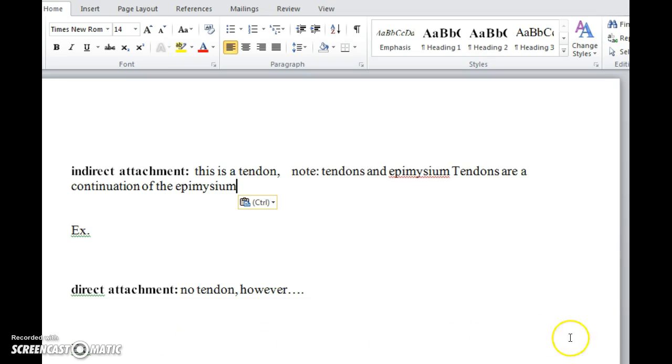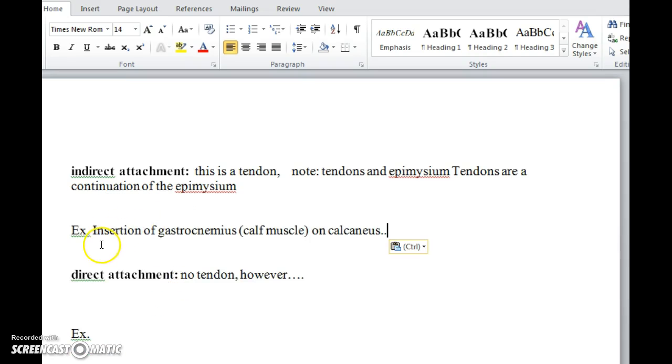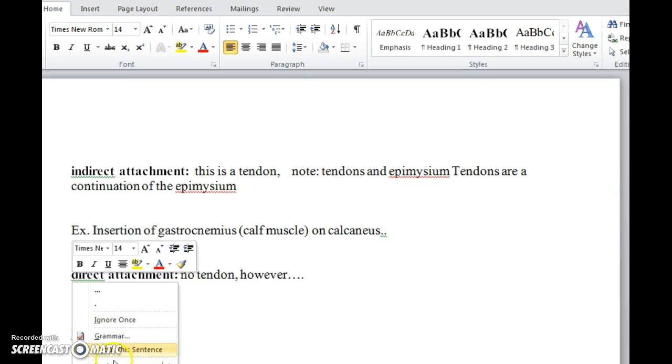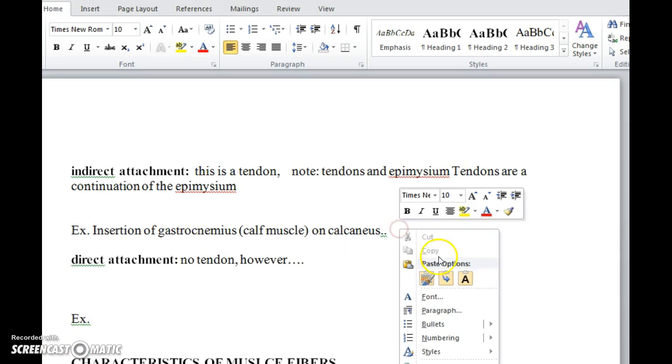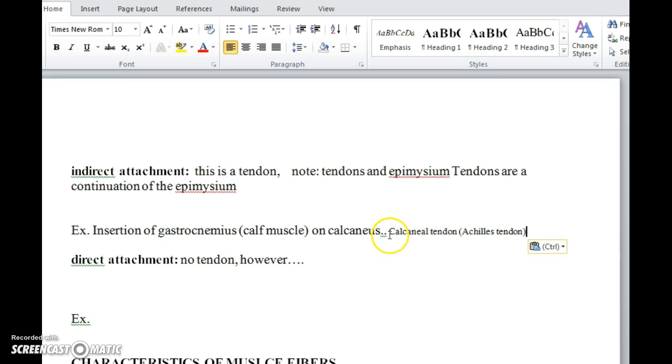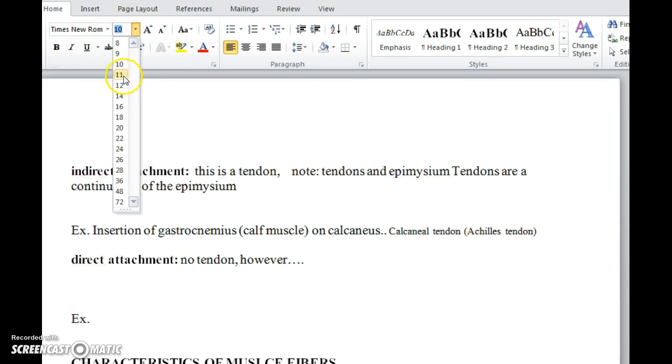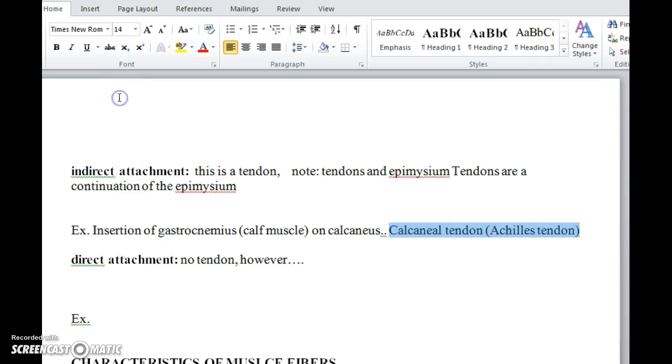We're kind of short on time, guys, so I'm going to go quick here. Remember, you can pause this whenever you want. For an example of indirect attachment, it says insertion of gastrocnemius, which is your calf muscle, on the calcaneus. We have something called the calcaneal tendon there, which you've probably heard of as the Achilles tendon. It's also called the calcaneal tendon because it plugs into the calcaneus.